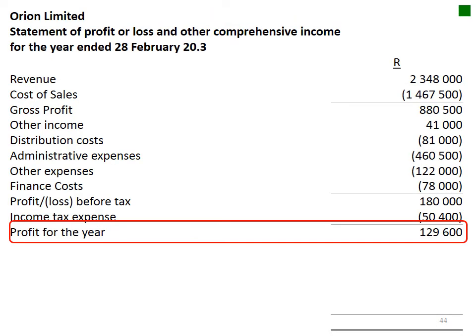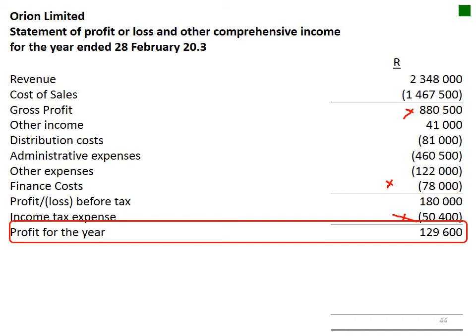Now we're going to look at the statement of profit and loss and other comprehensive income. This statement of profit and loss is actually quite simple because we've already done the profit and loss account. All of these amounts come straight from the trial balance. We put the gross profit into our profit and loss account, and all of these other amounts we had put into the profit and loss account, including the 78,000 for finance costs, which included our dividends on preference shares, and the tax expense is now reflected here.